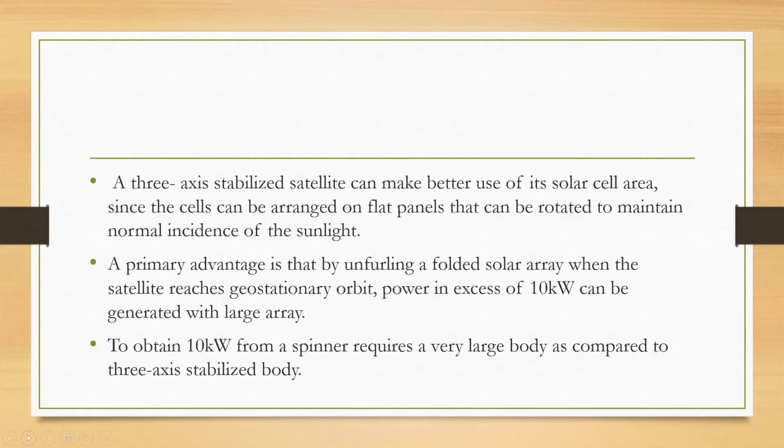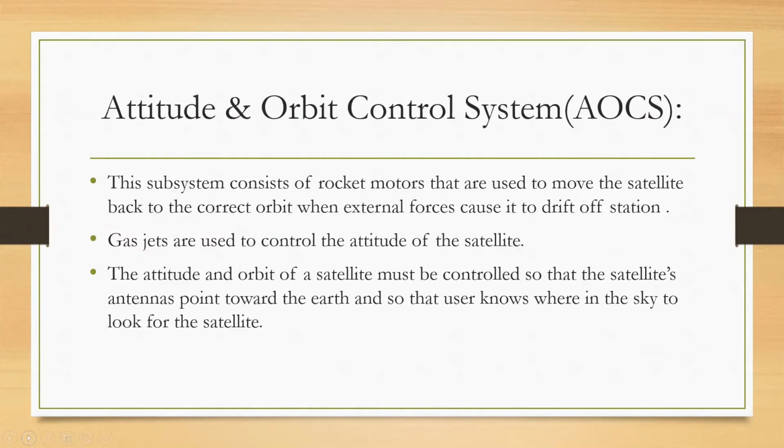But the disadvantage is that only the solar panels exposed to the sun are able to generate power, and the power is less as compared to the non-spherical satellite. But it is very easy to stabilize a spherical or cylindrical satellite, while it is difficult to stabilize a non-spherical one. So to stabilize it, we use 3-axis stabilization.